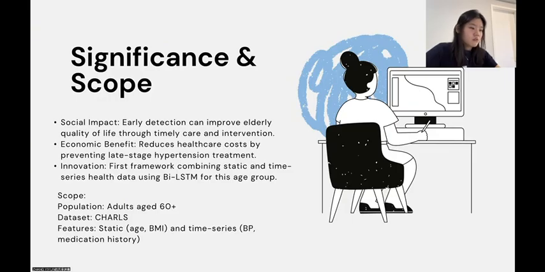As for the significance, socially, the model helps prevent severe conditions through early detection. Economically, it can reduce long-term treatment costs. Methodologically, it is the first to integrate both static and time series data for the elderly using bio-LSTM. And as for the research scope, the study will investigate older adults aged 60 years and over, and will use publicly available electronic health records datasets. The data includes static characteristics and temporal data, and we use the bio-LSTM model.